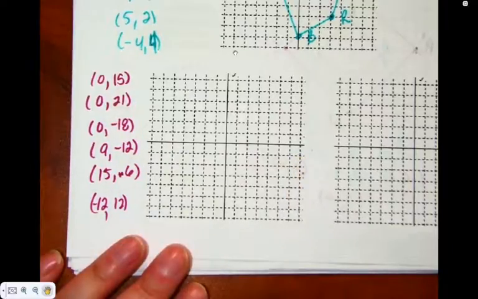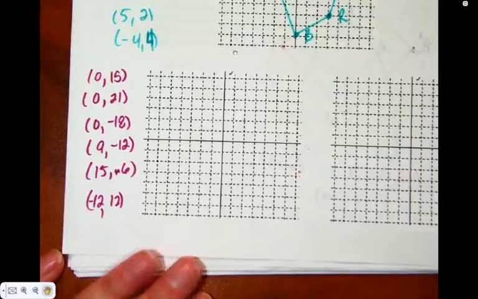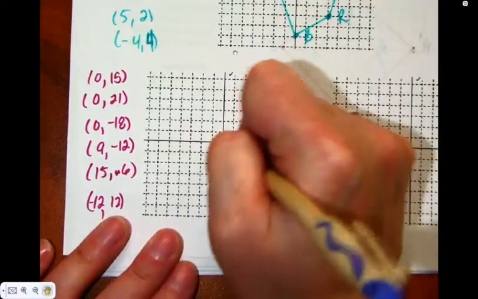Well, if your scale factor was 3, what's the best thing to jump by? 3, 6. So this would be 3.